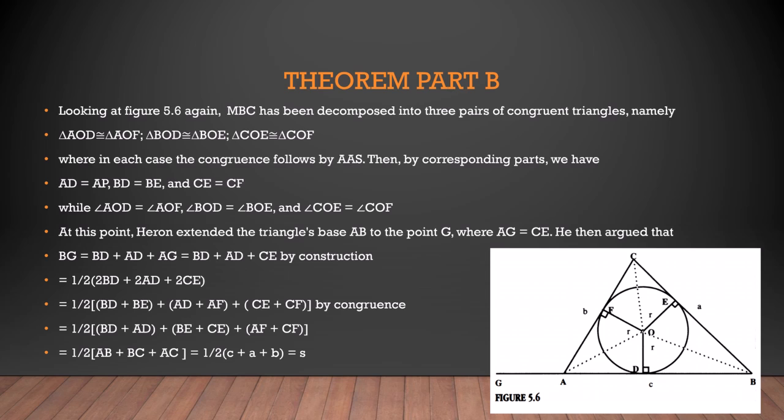So then he decided to extend the triangle's base from AB all the way to point G, where the value for AG is equal to the value of segment CE. And then argues that segment BG is equal to segment BD plus BA plus AG, which is also equal to BD plus AD plus CE via construction. Simplify that all down into 1/2 times the quantity 2BD plus 2AD plus 2CE. Simplifying it all the way down, we eventually get BG is equal to S.